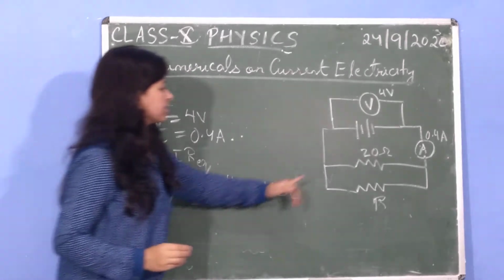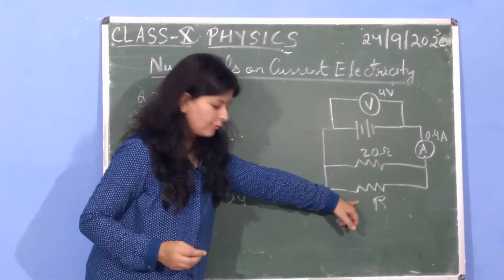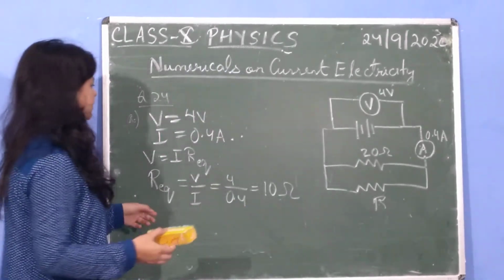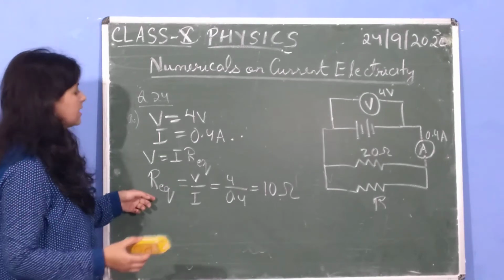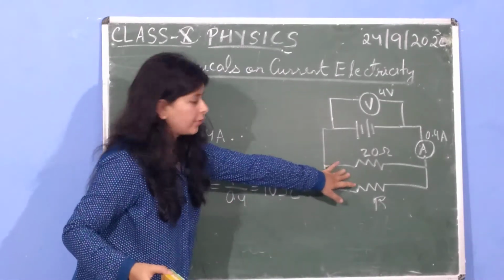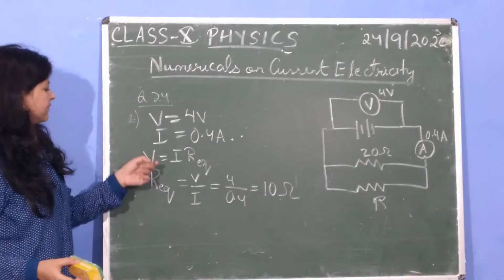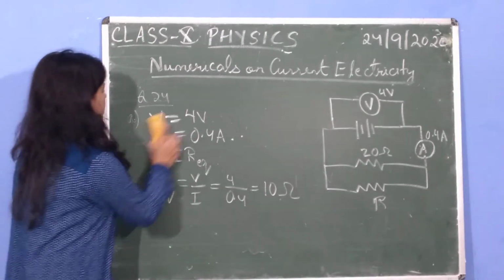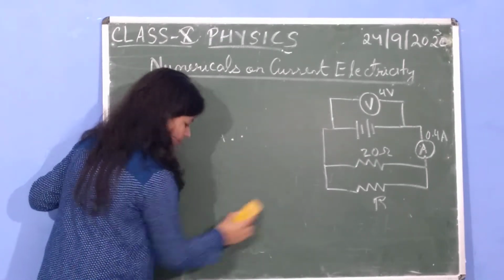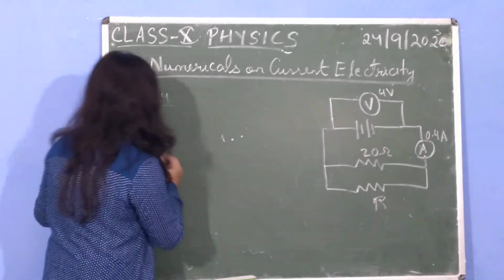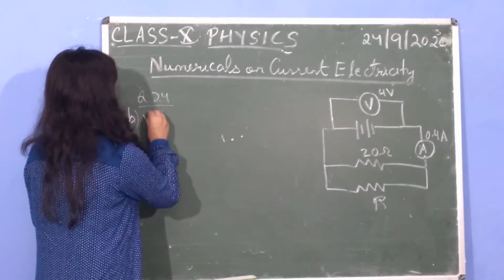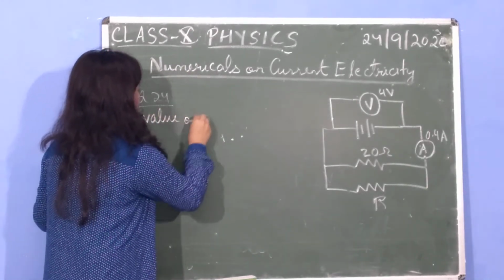result of the combination of 20 ohm and this value of R. Okay, so this is how you find out the total resistance, by not using the combination formula but by using Ohm's law, that is V is equal to IR. Next, moving to the second part, for the value of R.